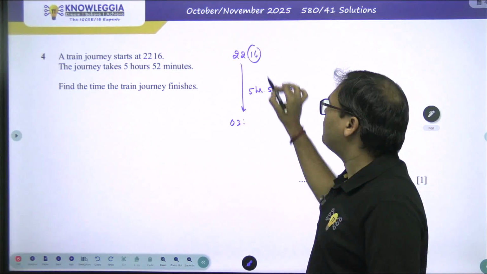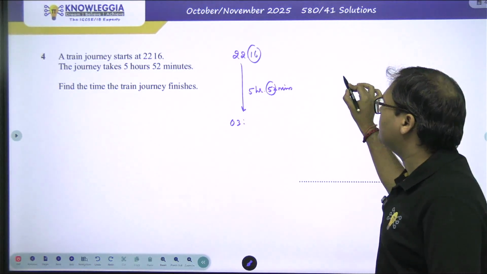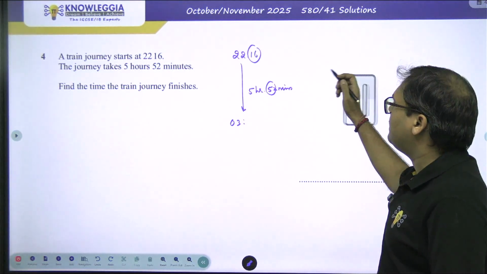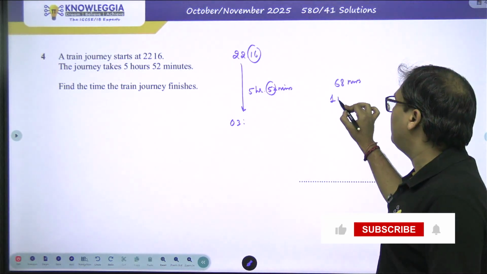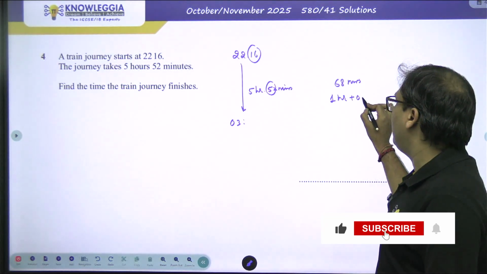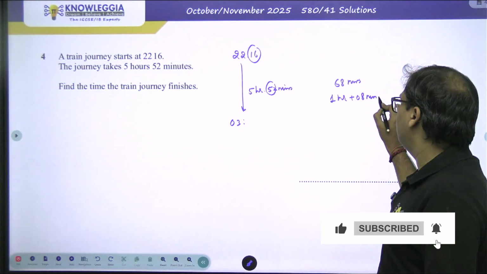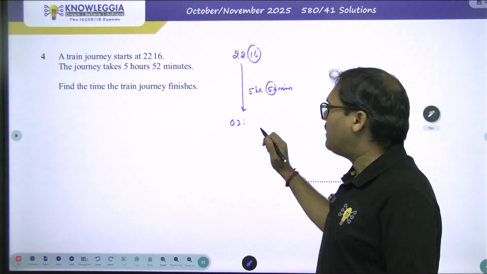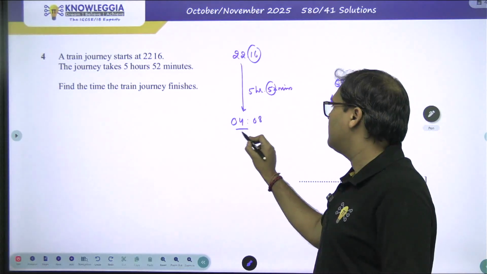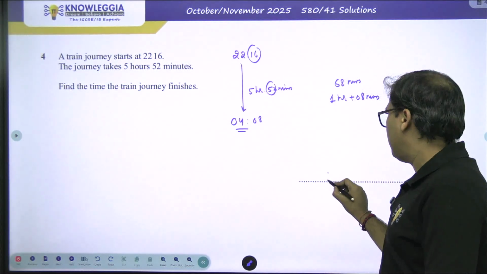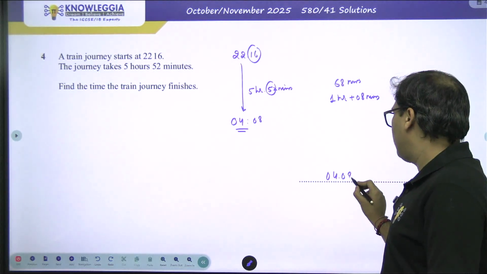Now 16 plus 52. What is 16 plus 52? This is 68. So 68 minutes means I'll add 1 hour and 8 minutes. 08 minutes, so adding 1 hour here, that will be 04. And the minutes are 08. So 0408. That is the answer. The time will be 0408.